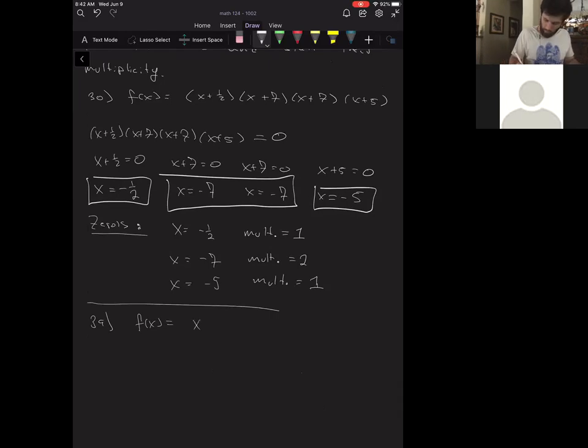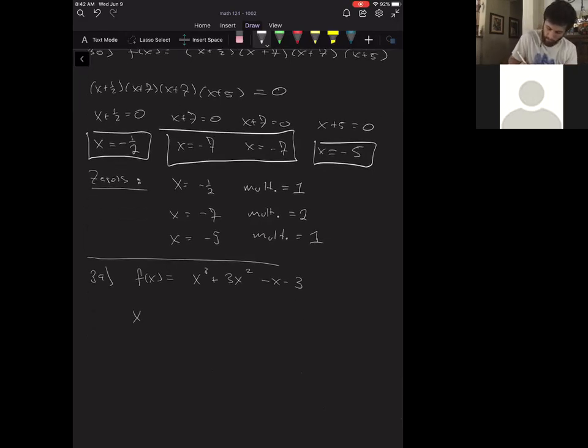x cubed, 3x squared, minus x minus 3. So in this one, we need to factor, because we have to find the zeros, so we need to solve this equation. So that means we need to factor the left-hand side. And this one we're going to do by group factoring.